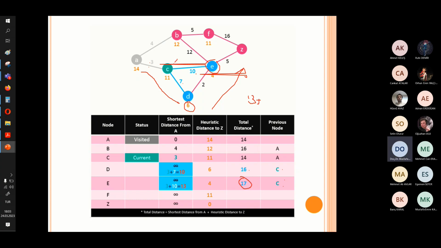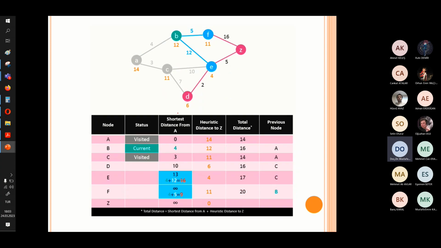So we are finished with C. We were finished with A, and now we are finished with C as well. So we put that to the visited list, and we will never deal with it anymore. After that, the number of active nodes are, let me show you, by the way.